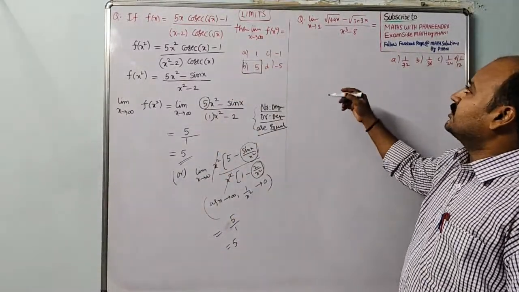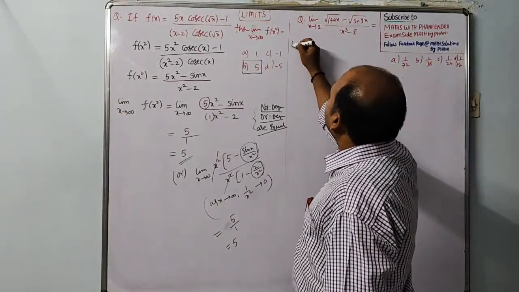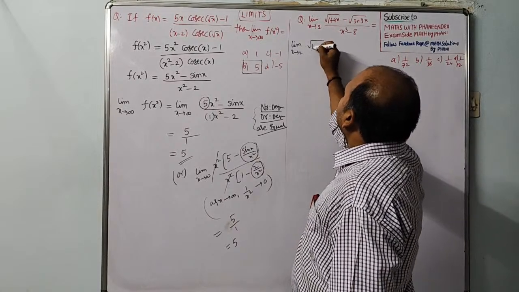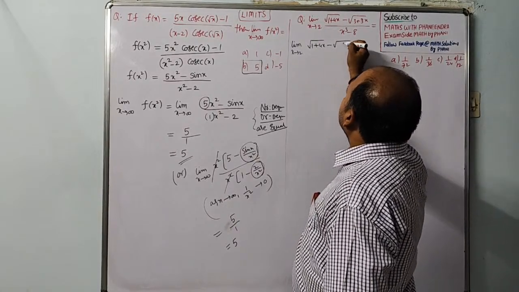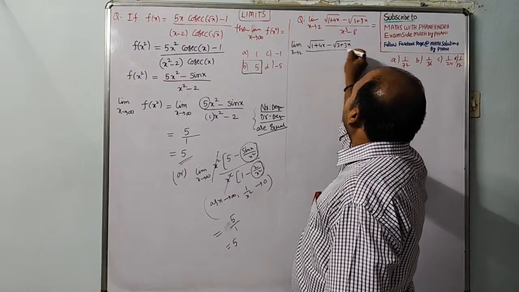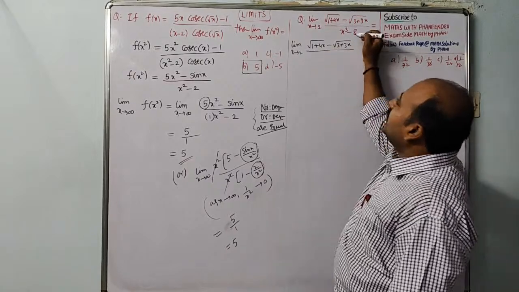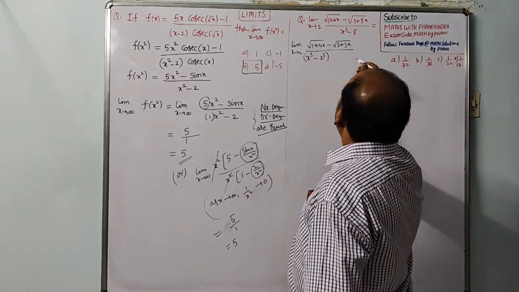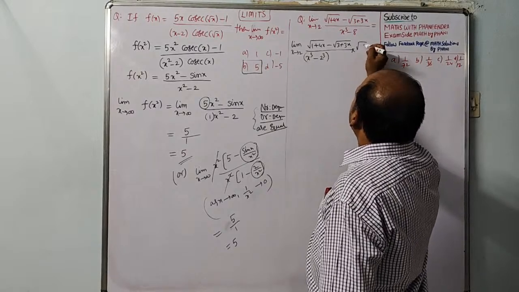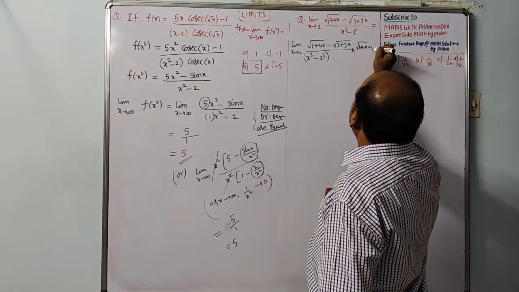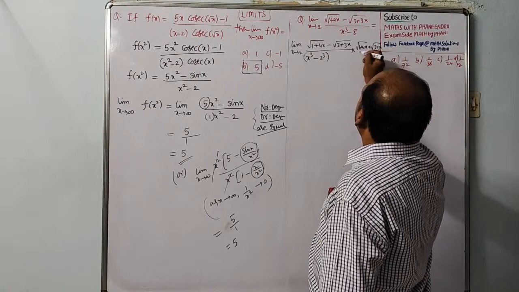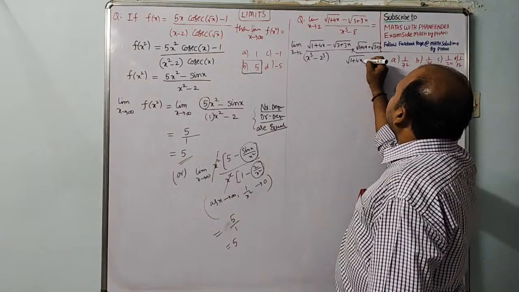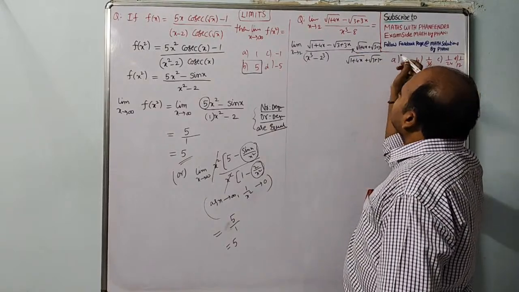Now come to this question. Limit x tends to 2, root of 1 plus 4x minus root of 3 plus 3x, divided by x cube minus 8. Rationalize. 8 can be written as 2 cube, so x cube minus 2 cube. Multiply and divide by the rationalizing factor, root of 1 plus 4x plus root of 3 plus 3x.